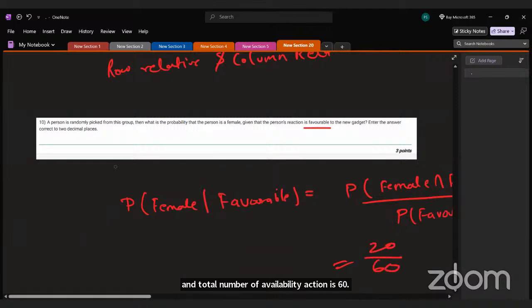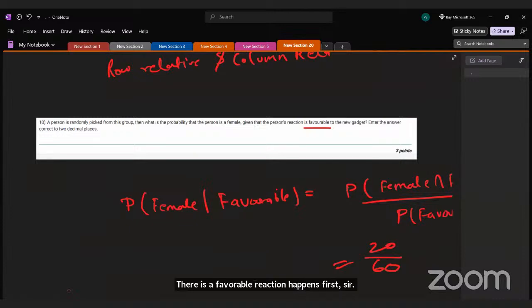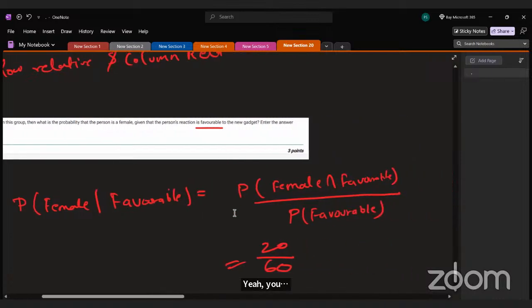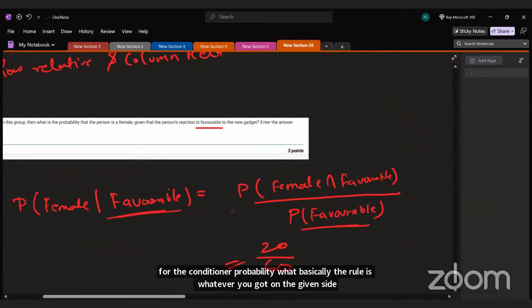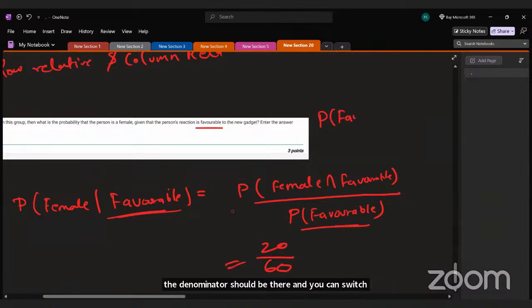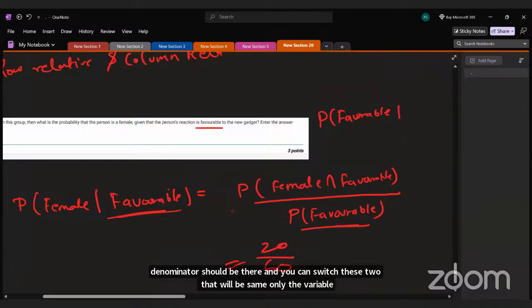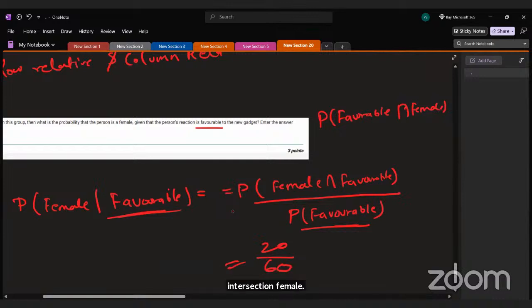Sir, does the favorable reaction happen first, sir? For conditional probability, the rule is that whatever you got on the given side should be in the denominator. You can switch these two in the numerator: favorable intersection female will be the same as this only. But for the denominator, you must put the given condition.